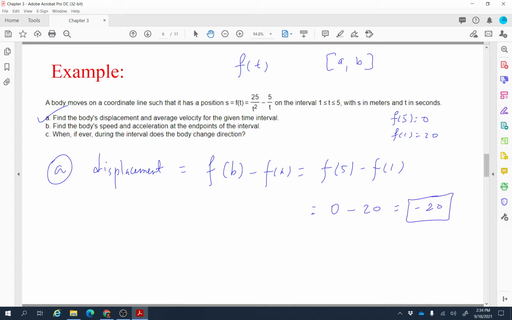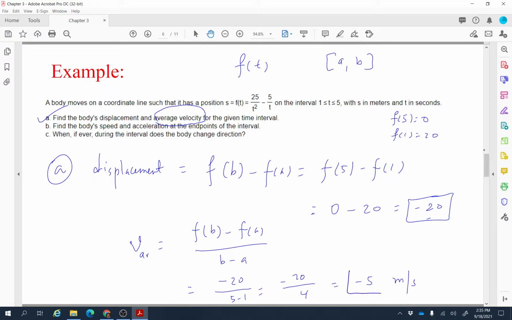That's the displacement. Okay, and the average velocity on any interval ab can be found by using this formula, f of b minus f of a over b minus a. So in this case, it's actually the displacement over the difference between the endpoints, which is negative 20 from here, over 5 minus 1. So it's negative 20 over 4, which is negative 5 meters per second. So the average velocity on this interval from 1 to 5 is negative 5 meters per second.